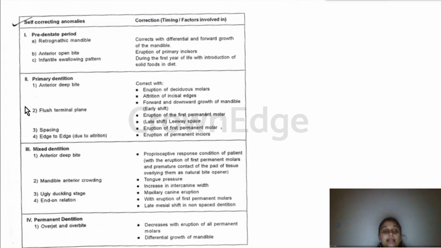So this is the table that I was talking to you about. Okay, and I said, right, in every period you have some kind of self-correcting anomaly. Okay, so this is that table. I think it is available in any standard pediatric dentistry textbook or a standard ortho textbook, because this topic is something that is common to both these subjects. Okay. This is available in most of the standard textbooks, something that you cannot miss.